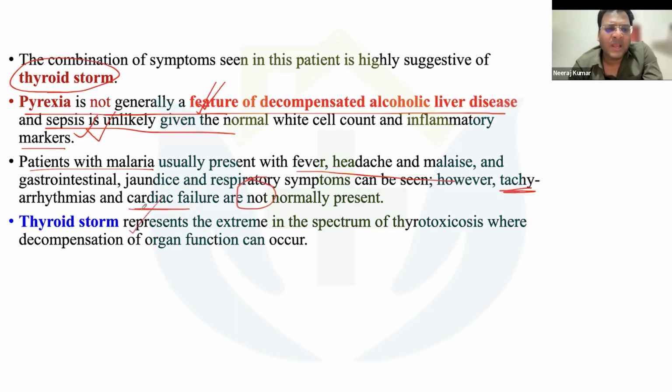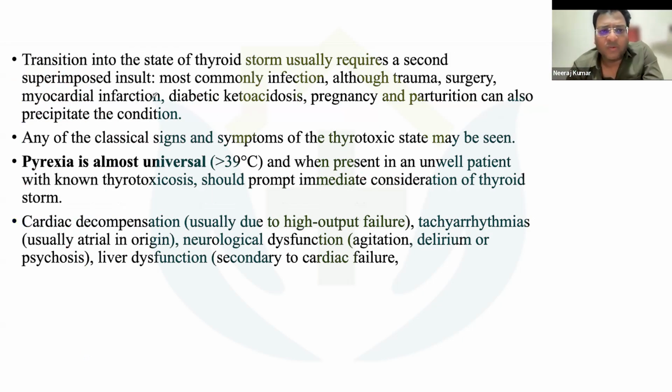Now coming to the thyroid storm. So thyroid storm represents an extreme in the spectrum of thyrotoxicosis where decompensation of many organ functions can occur. So what happens here, the transition into a state of thyroid storm usually requires a second superimposed insult. So second hit, what will be the hit? Maybe infection, trauma, surgery, myocardial infarction, diabetic ketoacidosis, pregnancy. So pregnancy or parturition can precipitate the transition into thyroid storm, and any classical signs and symptoms of thyrotoxic state may be seen.